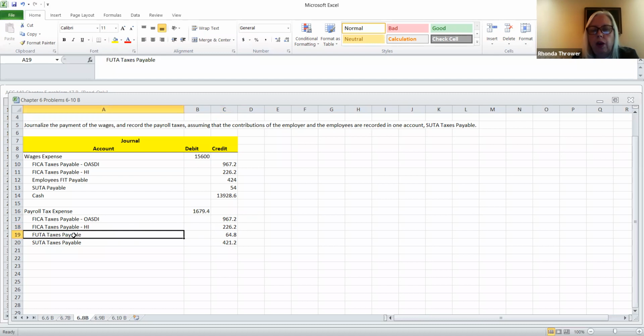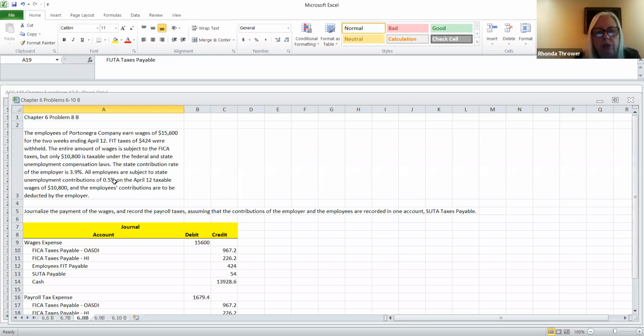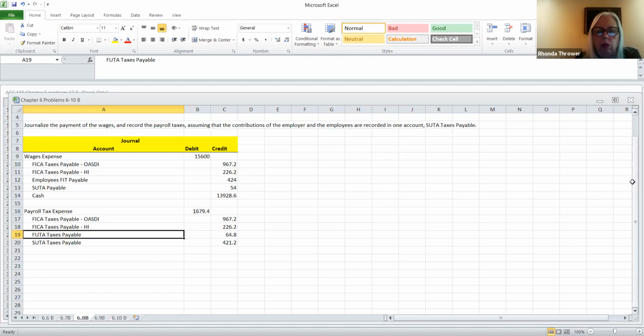The employer also has to pay federal unemployment taxes, and that would be based on the amount that is subject to the federal unemployment tax, which they gave you in this problem. 10,800 is subject to the federal unemployment taxes. So on this particular date, we need to multiply 10,800 times 0.006, and that will give you $64.80 that is going to be turned over to the government for the federal unemployment taxes.